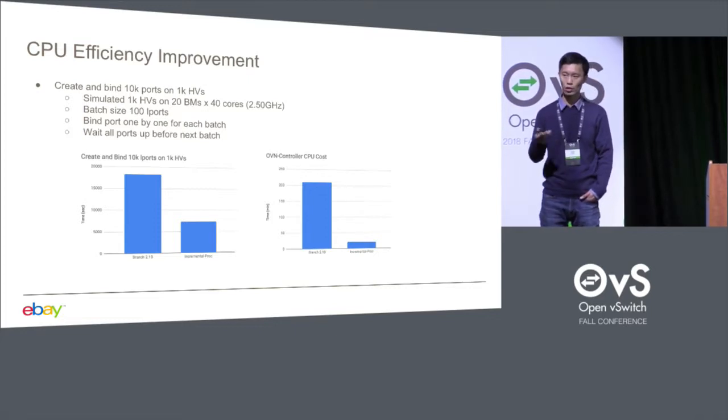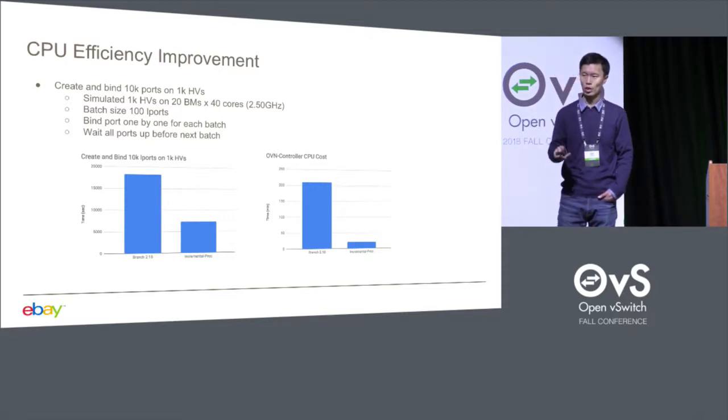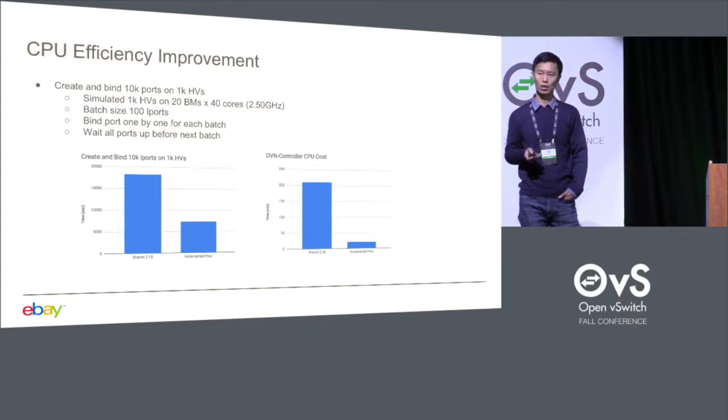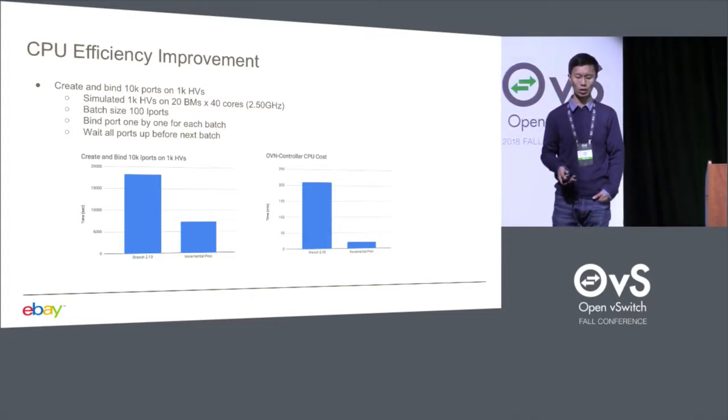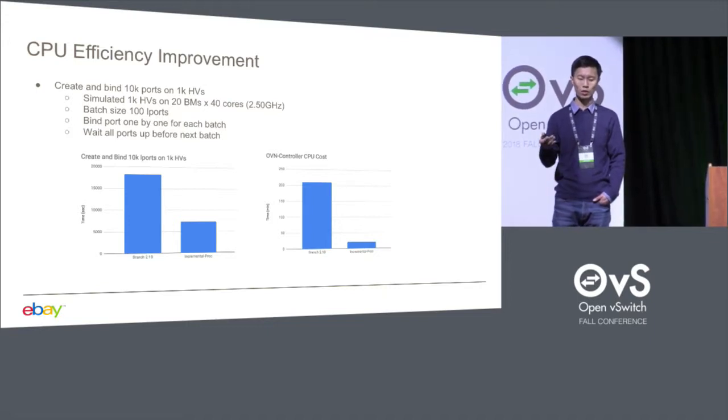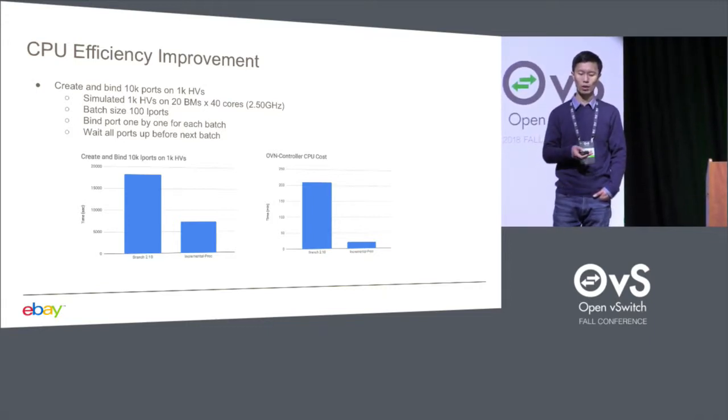So each bare metal has 50 OVN controllers in this simulation environment. Each bare metal has 50 virtualized hypervisors running there, and they are kind of competing for the CPU cores. So the whole bare metal is at 100% CPU usage, and that slows down the whole processing. But with incremental processing, the CPU efficiency is improved a lot, so it finishes much faster. And if you look at this CPU time graph, it's much more obvious: almost 90% reduction in the total CPU time.